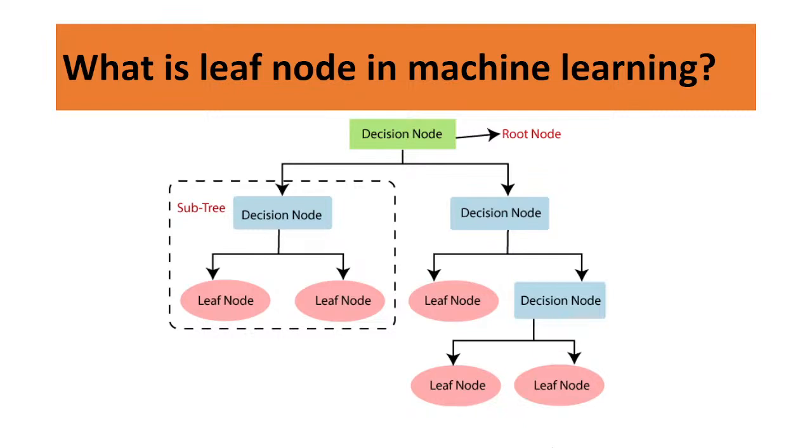A leaf node is the final outcome from a decision tree. The first one is called the root node. Okay, so this tree starts from here, and that is called the root node. It's also called the subtree, and this type of final output is called the leaf node. And in this tree, how many leaf nodes can we get? We can get a total of 5 leaf nodes.